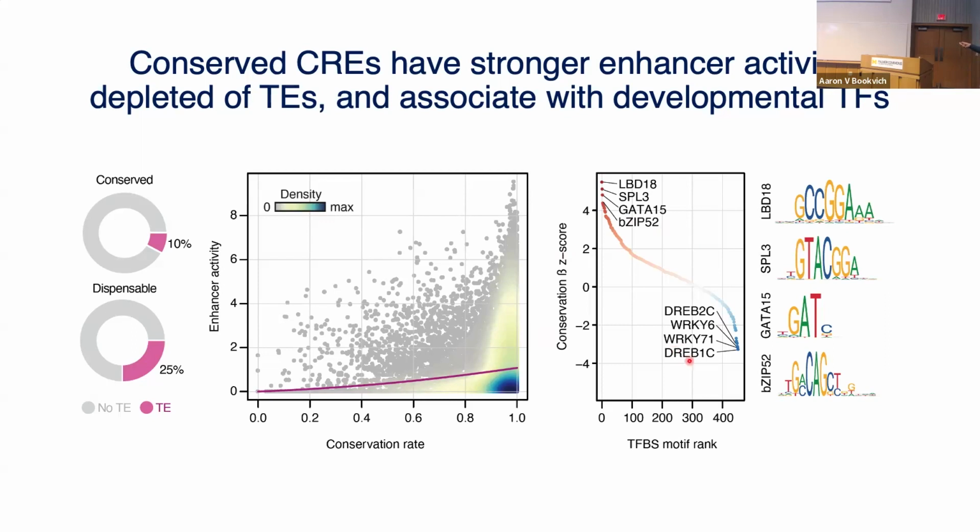Whereas transcription factors that are more responsive to the environment, such as DREBs, which are drought response elements, and WRKY transcription factors, which are known pathogen response transcription factors, tend to be less conserved. These might be more important for immediate or local adaptation, and maybe not necessarily for conservation across the entire species.